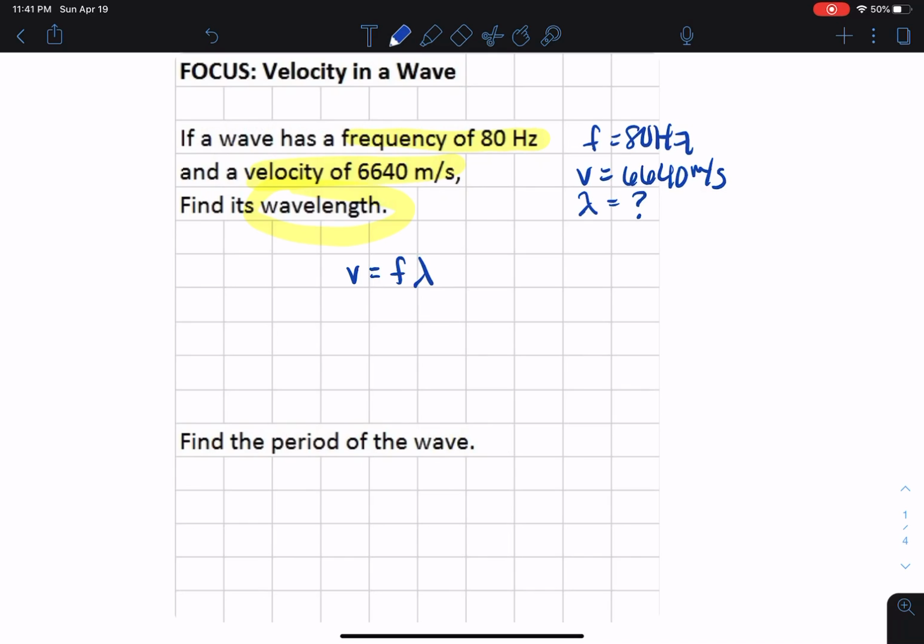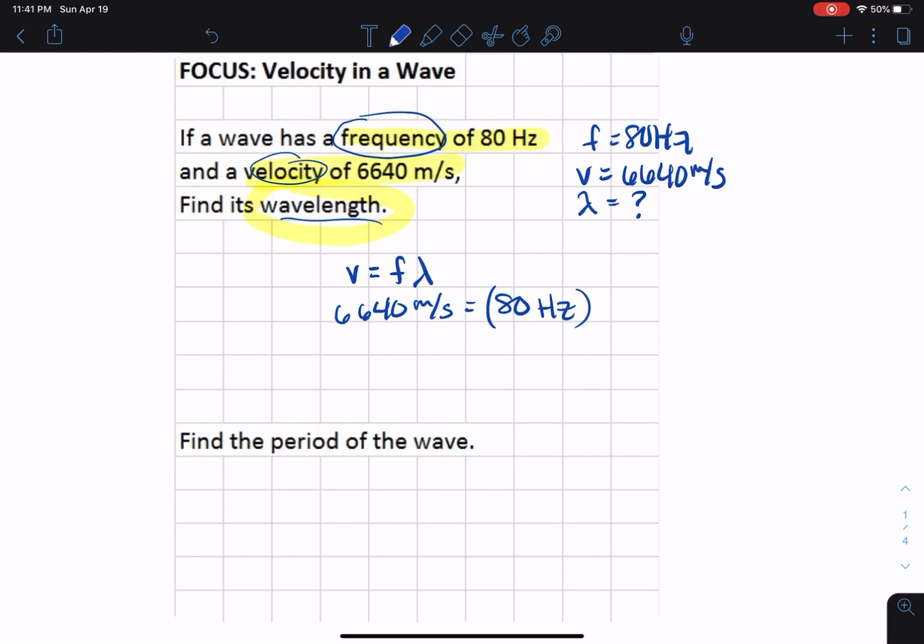Now, I should point out for this focus, sometimes these words change. So this is asking for frequency, or it gives you frequency and velocity and asking for wavelength, but that might change in future focuses. So you might be given the wavelength and frequency and asked to find the velocity, for instance. So for this one, we would do 6,640 meters per second equals 80 hertz times the wavelength.